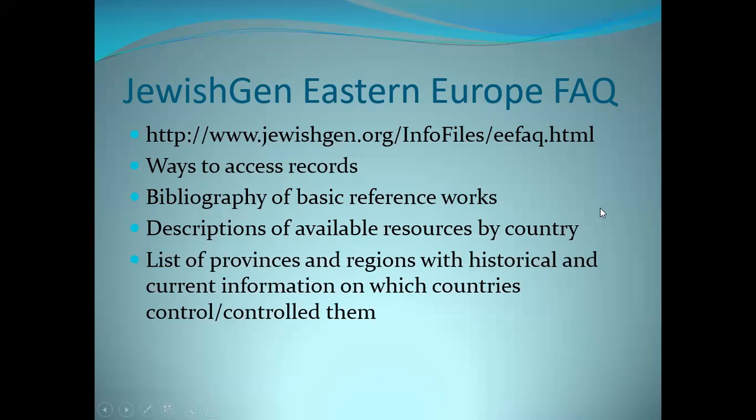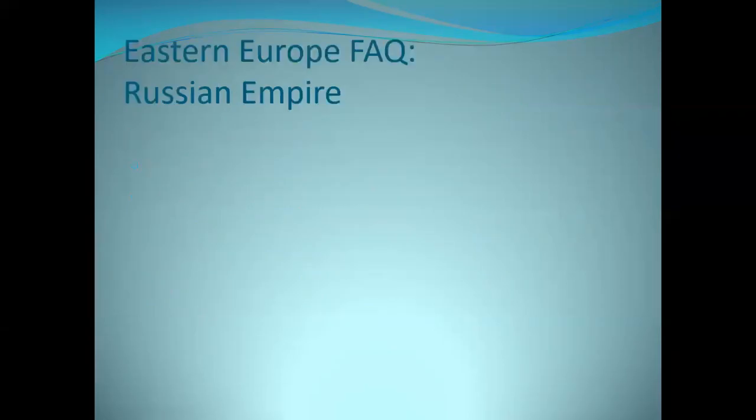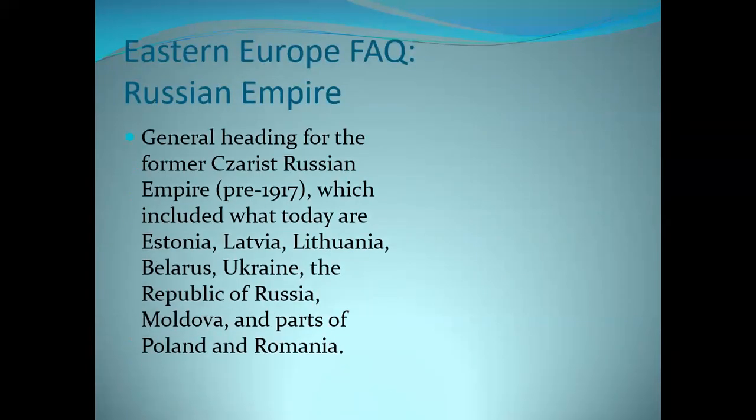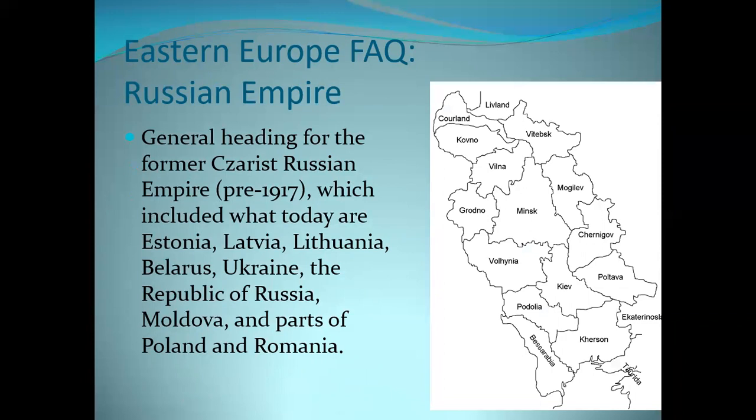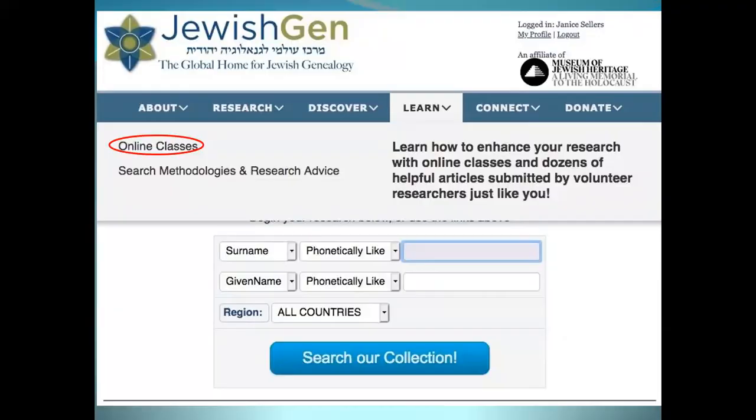Provinces and regions with historical information, which countries controlled them at which times. Always a useful thing. Like for the one for the Russian Empire, that's a general heading for what was the Tsarist Russian Empire prior to 1917, 1918, when it fell apart. It includes a lot of the countries that we are dealing with in our research, even for some Sephardim. And there's a visual of a lot of the territory we're talking about. So you have to know what it was then and what it is now, because those two are not always intuitively the same.